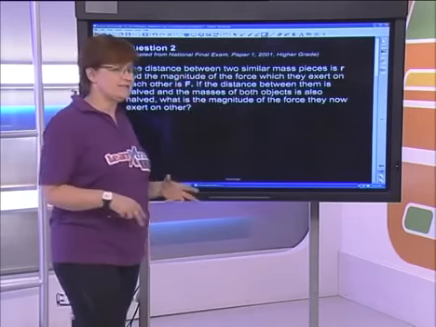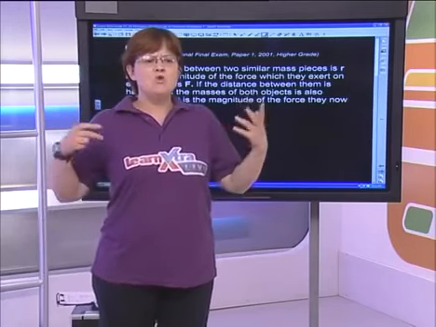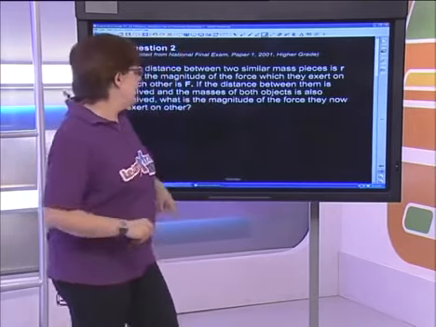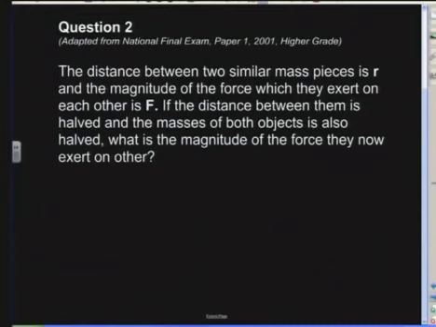Often they're multiple choice and they start to do all sorts of weird and wonderful things and you look at them and you go, but there are no numbers. That's okay. Let's look at the first question. It says, the distance between two similar mass pieces, so they're saying to us right at the beginning that the masses are the same, or thereabouts, is r. So the distance is r, and the magnitude of the force they exert on each other is F.